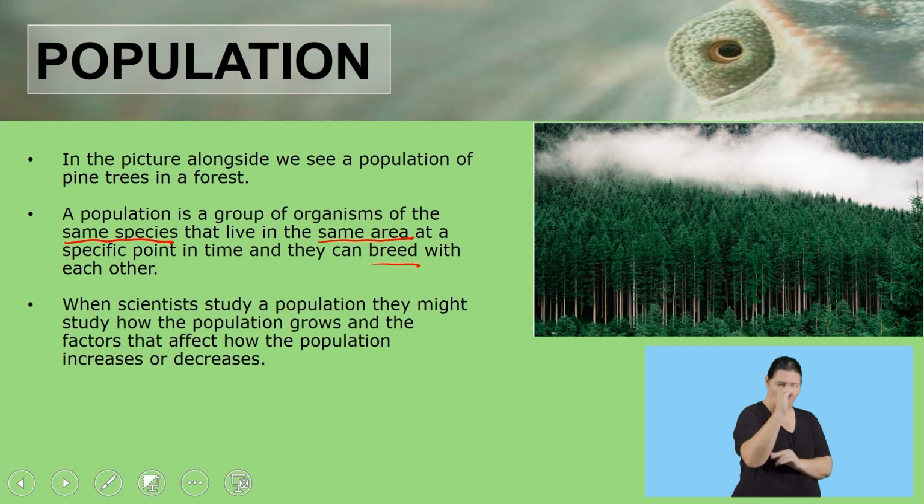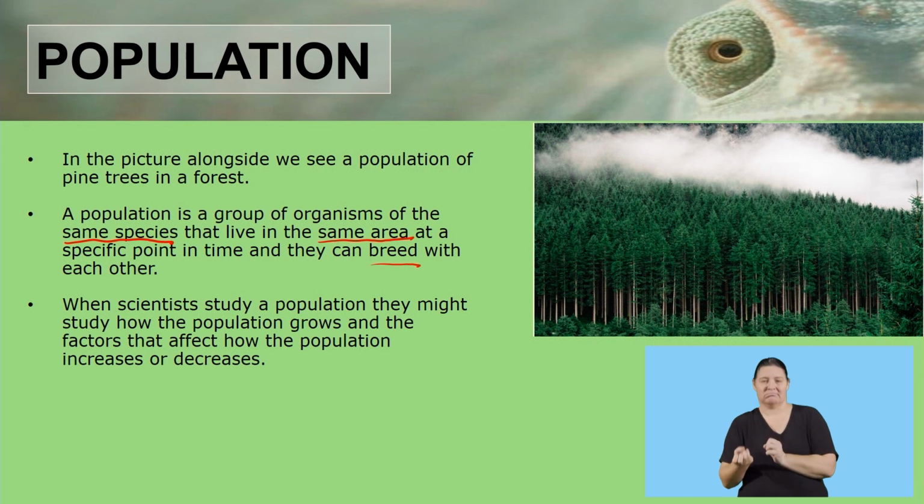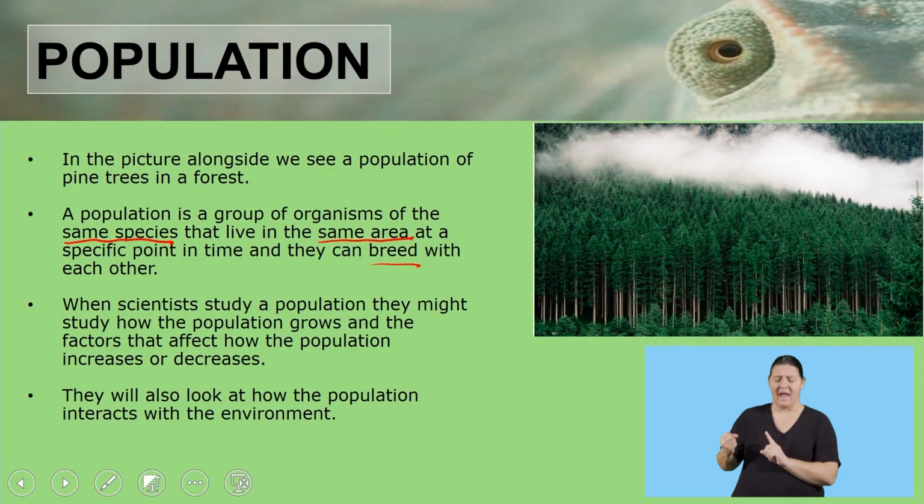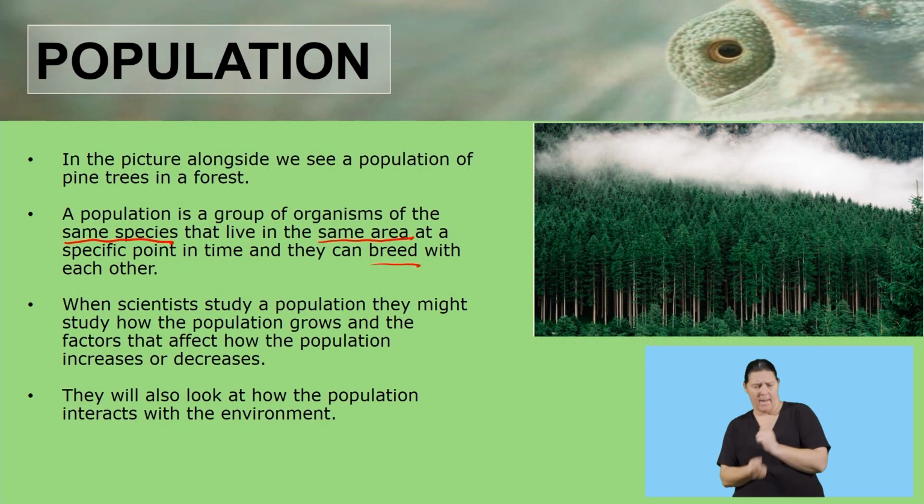When scientists study a population, they might study how the population grows and the factors that affect how it grows or decreases. So basically, when they try to find out what causes the decrease or the increase in a population, that's exactly what they do. They look at the things that influence that certain population. They will also look at how the population interacts with its environment.